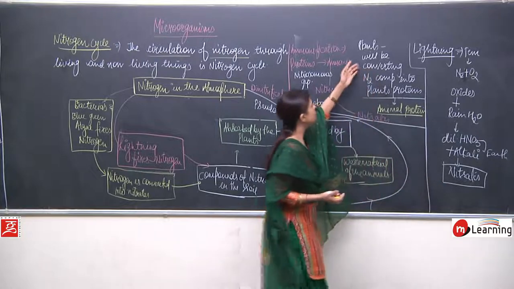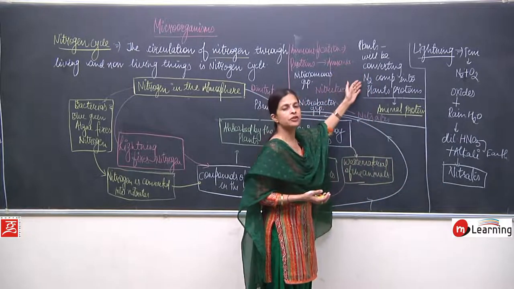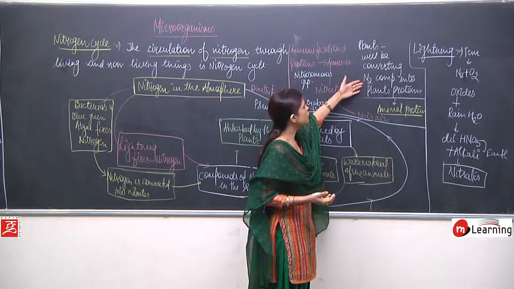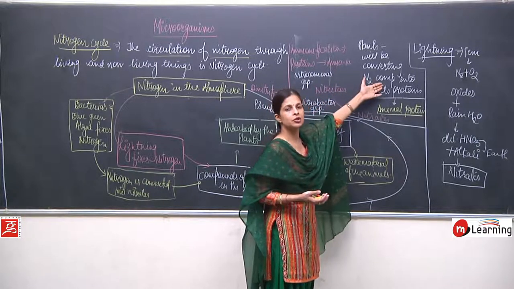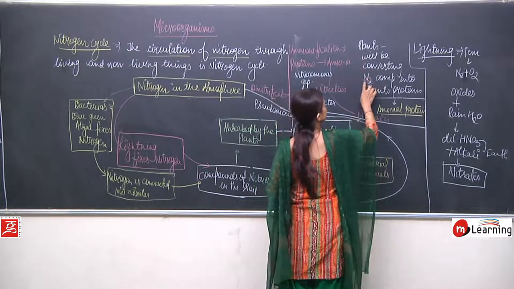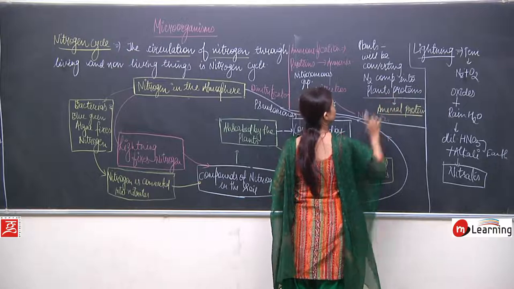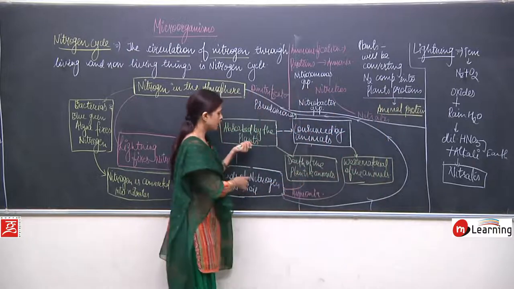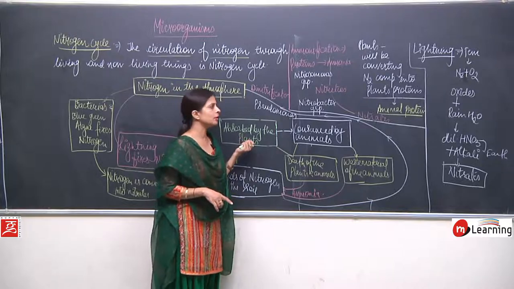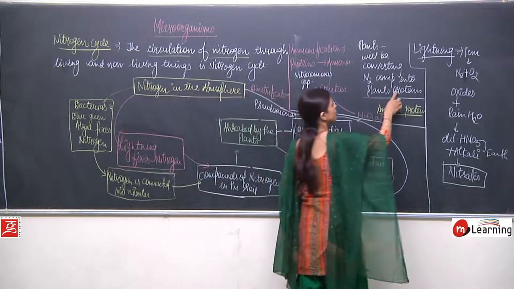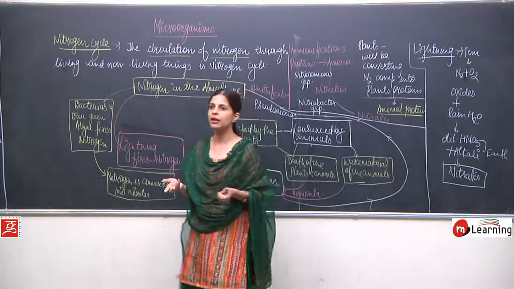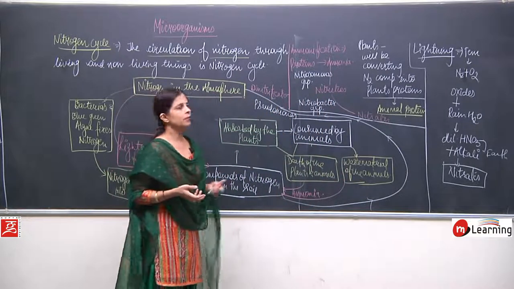Here I have written that plants will be converting nitrogen compounds, when they are absorbed. I have written compounds in short form because there is no place to write. So plants will be converting nitrogen compounds into plant protein. Nitrogen will be absorbed and converted by the plants into plant protein. From the plant protein, animal protein is formed when the animals consume the plants.